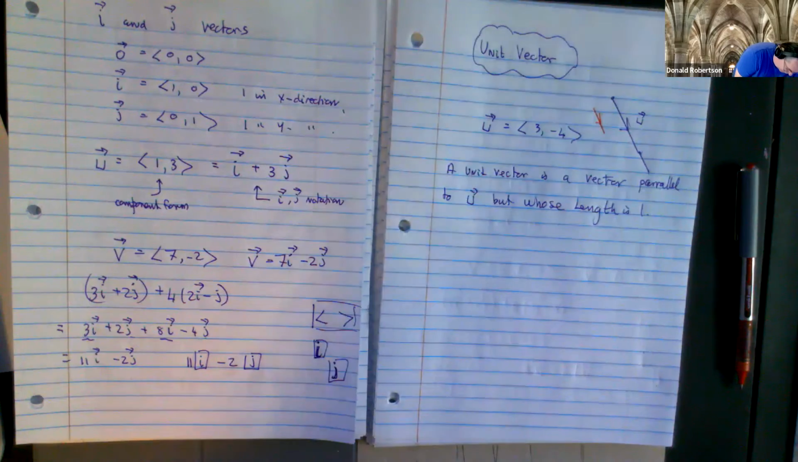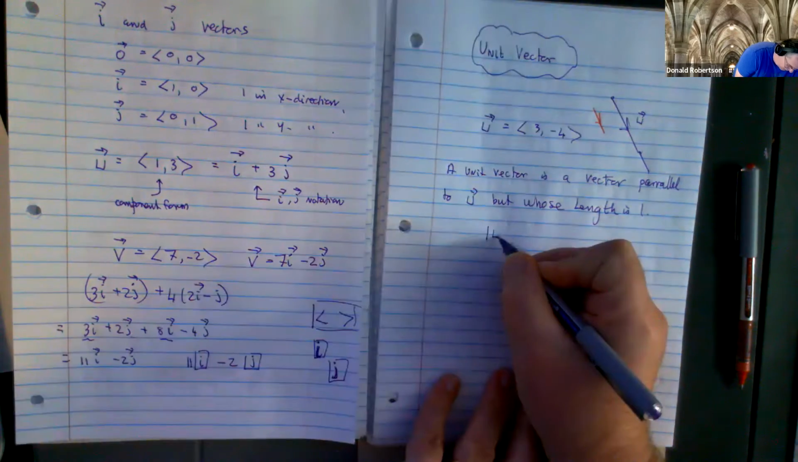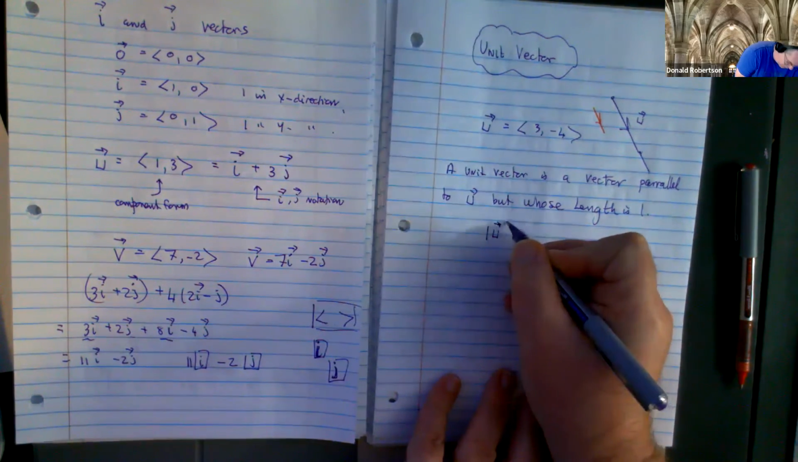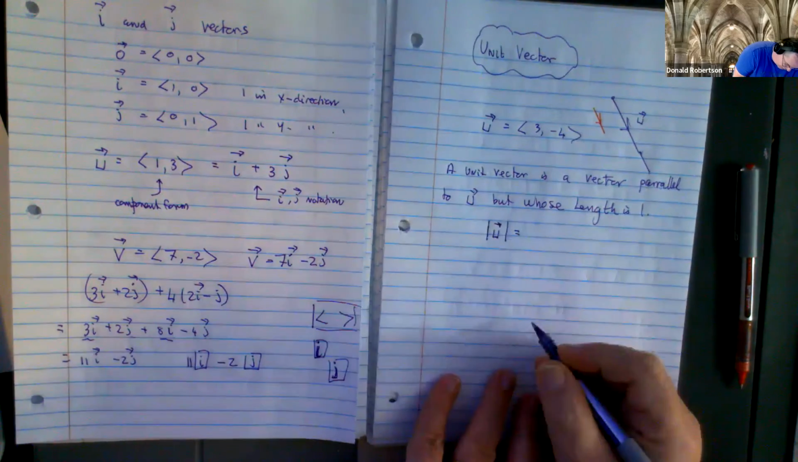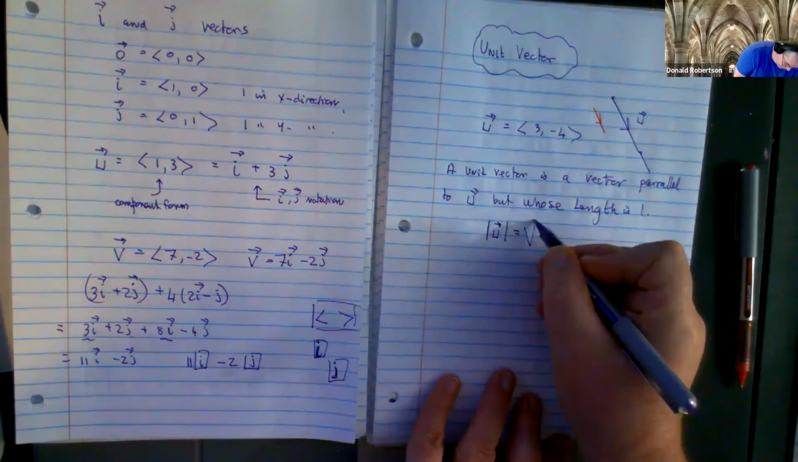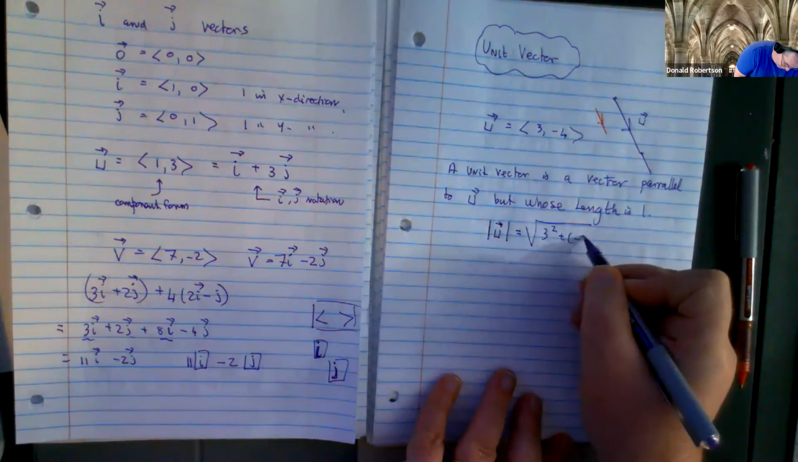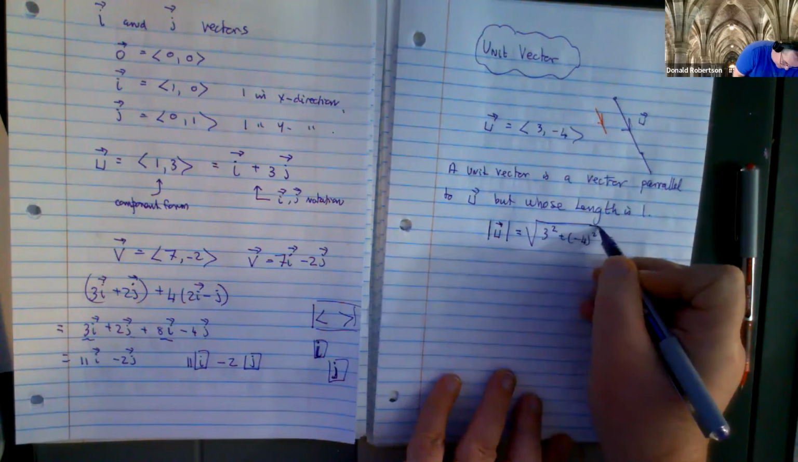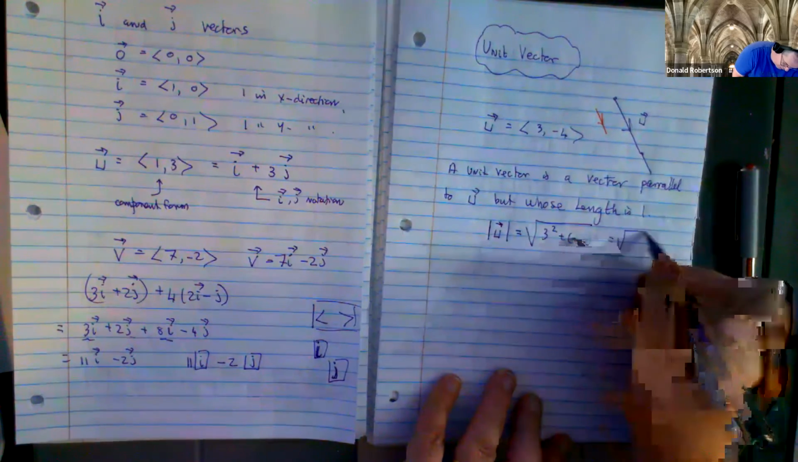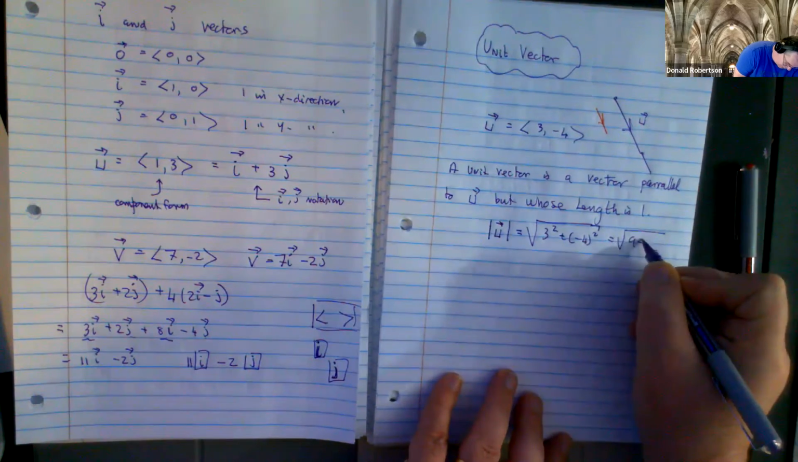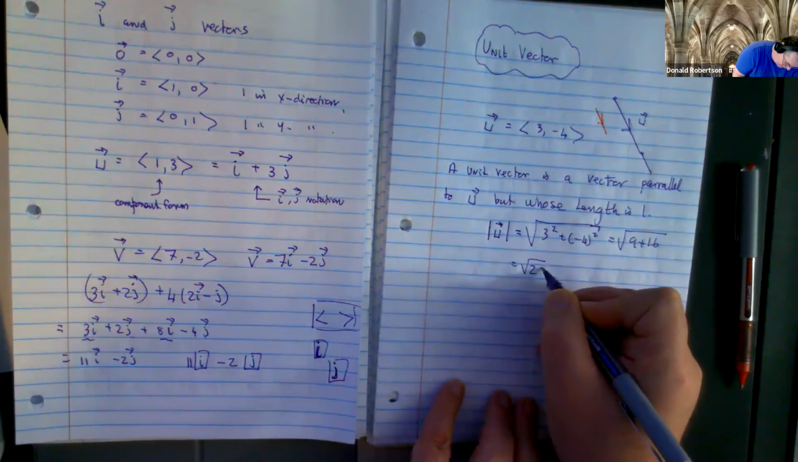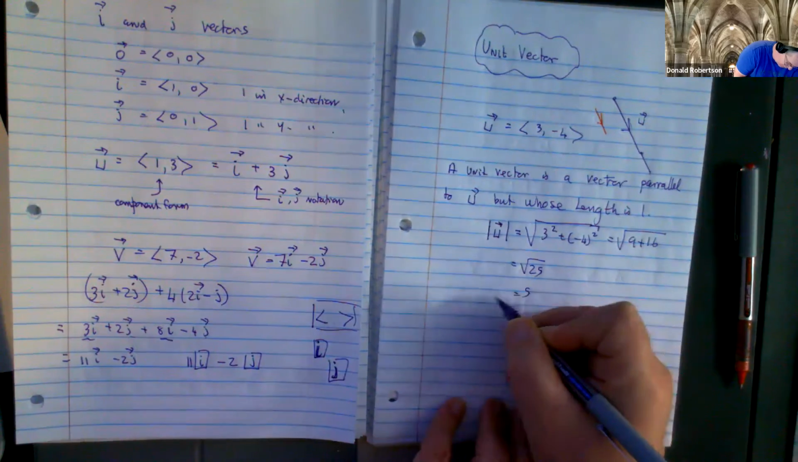So first thing I'm going to do is find the length of vector u, its magnitude. It's 3 squared plus -4 squared, and that is 9 plus 16. Square root of 25, it's 5. So that's good that I get a nice number.